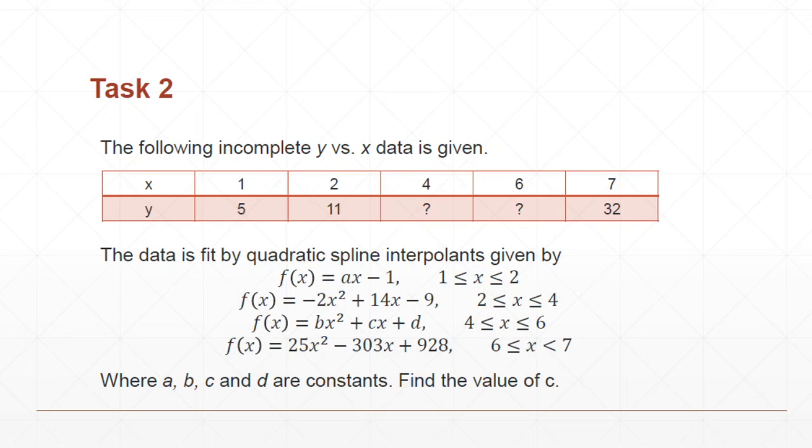For example, the first spline, we don't have the value of a here, so that's an unknown. Then for the third spline, going from 4 to 6, we have got 3 unknowns, b, c, and d. And here a, b, c, and d are constants, and we are supposed to find out the value of c. So let's start working on this.